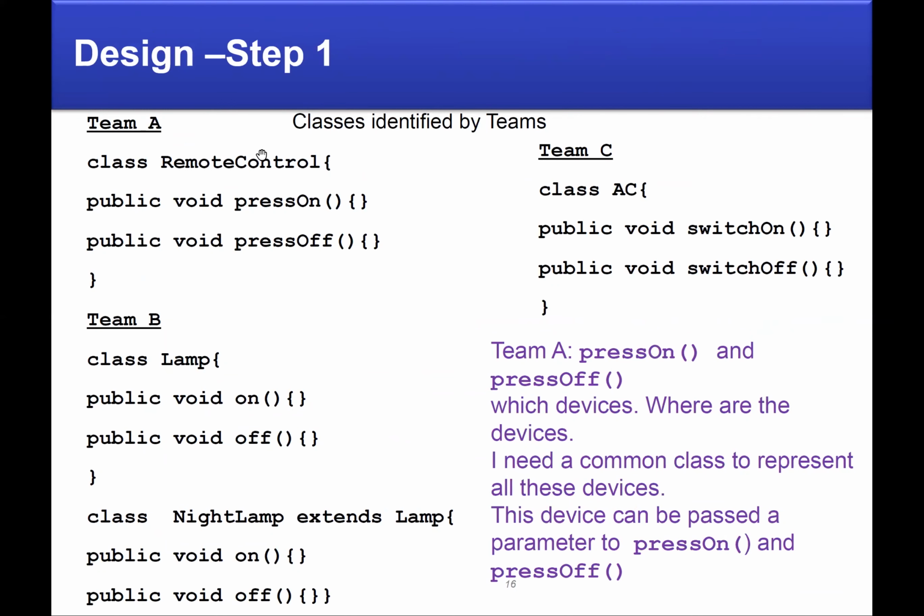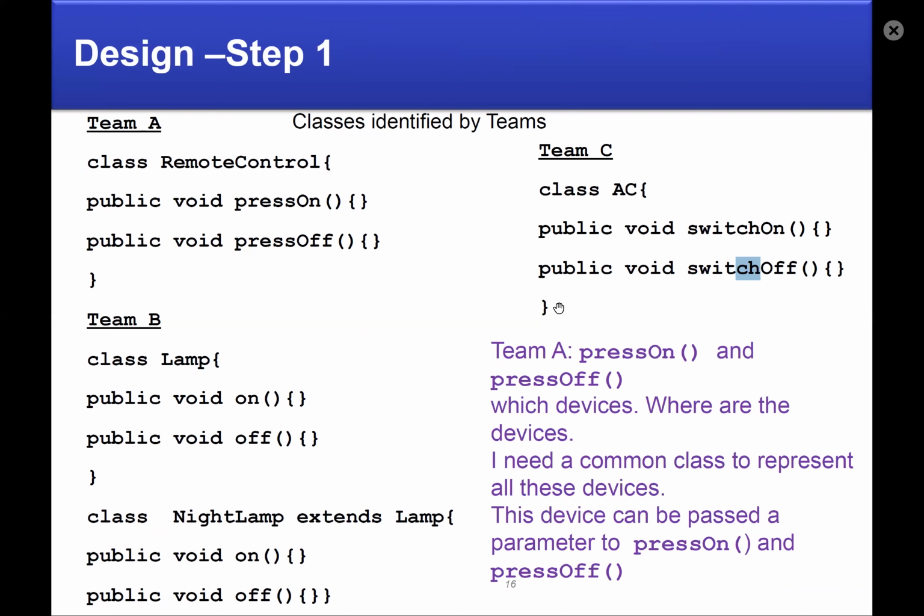Team A, who designs a remote control, they've got methods called press on and press off. But team B, who are defining lamp, they've got methods called on and off. The night lamp extends lamp because night lamp is just a lamp. They also have on and off, perfectly fine. Team C, who's got AC, they have methods called switch on and switch off.